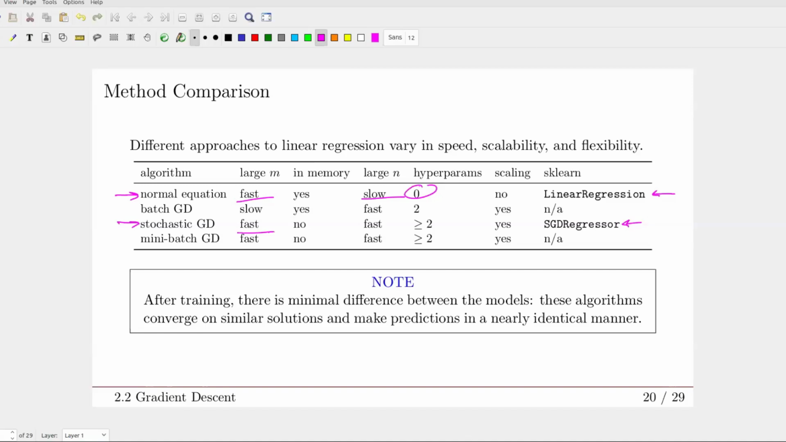Stochastic gradient descent can be very fast for large M. It can also be very fast for large N. Does it do it in memory? The answer is no. So it doesn't need enough memory to do it. So you can do it on a pretty small computer. But it does add hyperparameters to tune. It does allow you to scale, which is also nice.